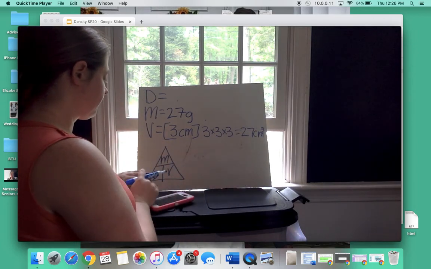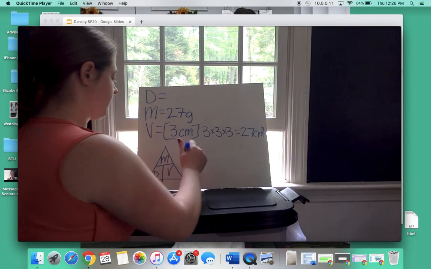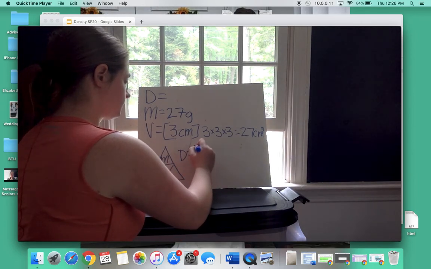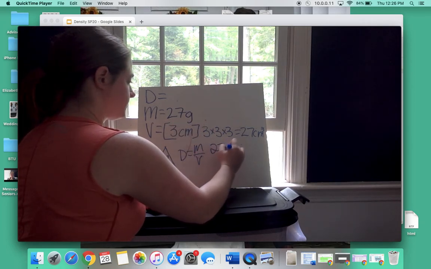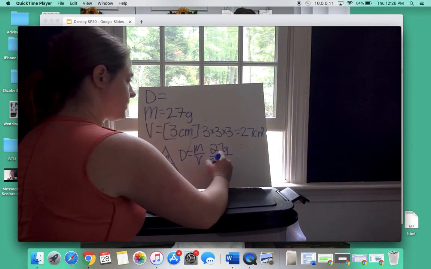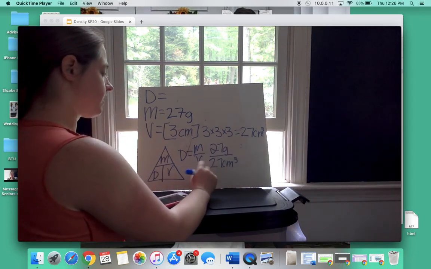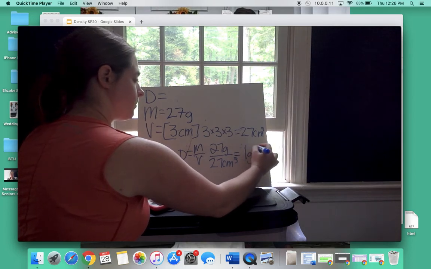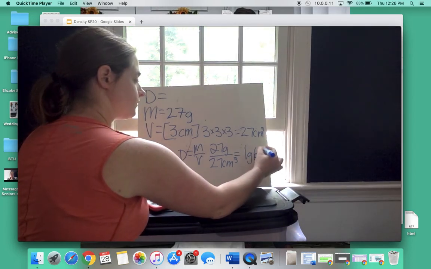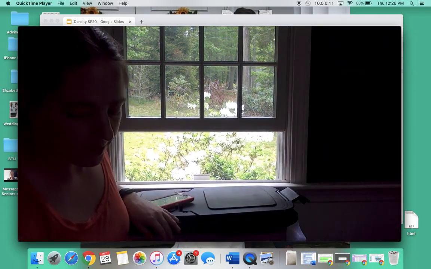Now I know I'm solving for density, so I cover up the D. D equals mass divided by volume. My mass is 27 grams. My volume is 27 cubic centimeters. 27 divided by 27 is 1 gram per cubic centimeter. And that's our final answer. All right, we have one more problem we need to do.